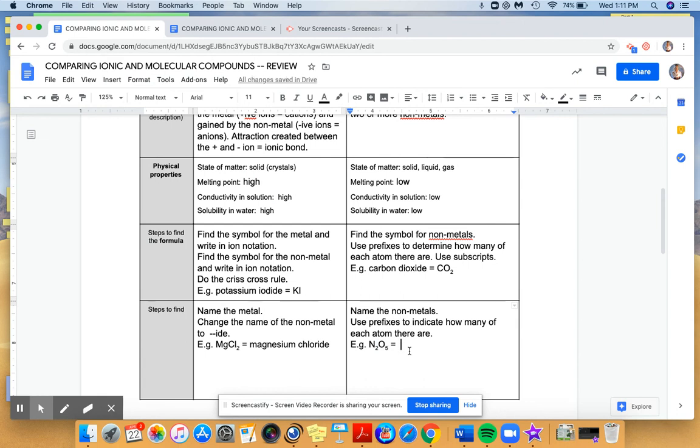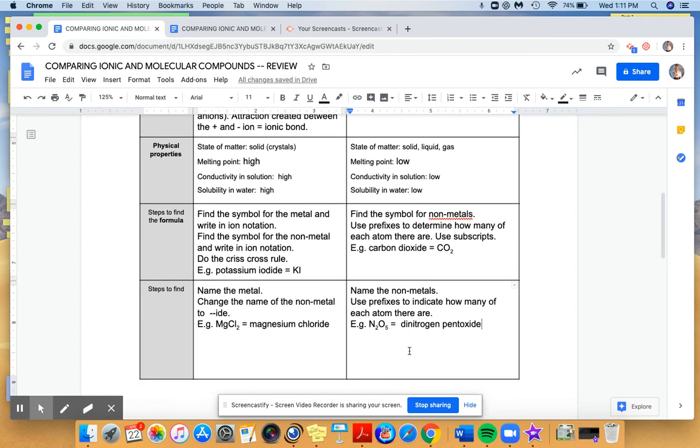So the two nonmetals are nitrogen and oxygen. We still need the "ide" ending, and all we have to then do is add prefixes. So there's 2 nitrogen, so dinitrogen, and there's 5 oxygen. So pent for 5, ox, and then change the ending to ide, dinitrogen pentoxide.